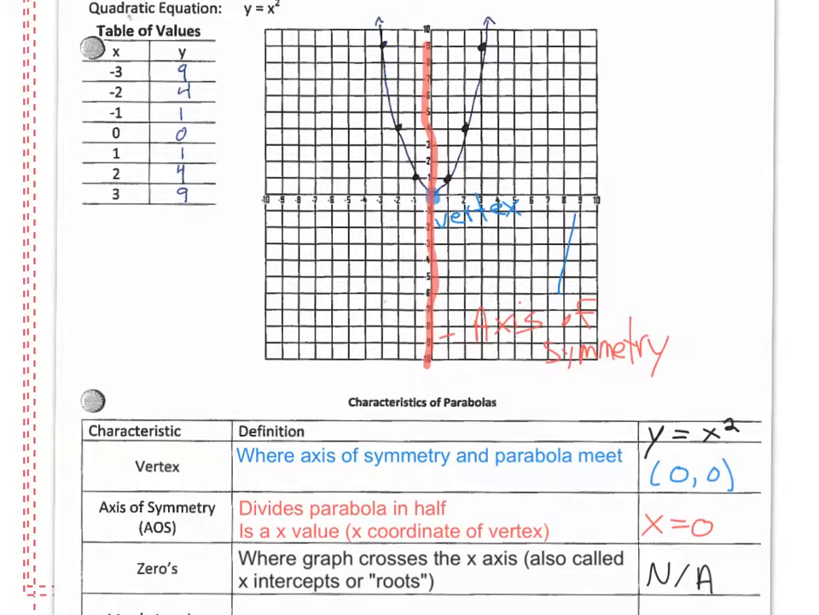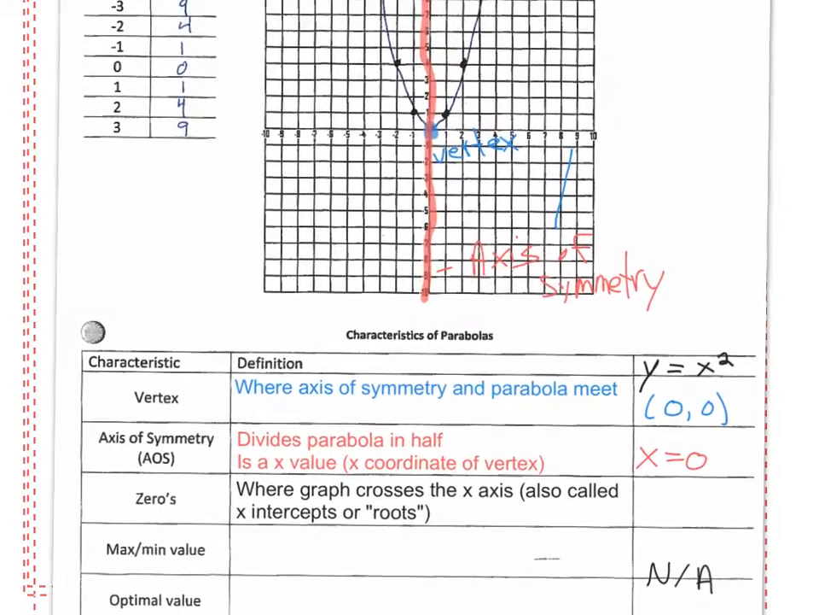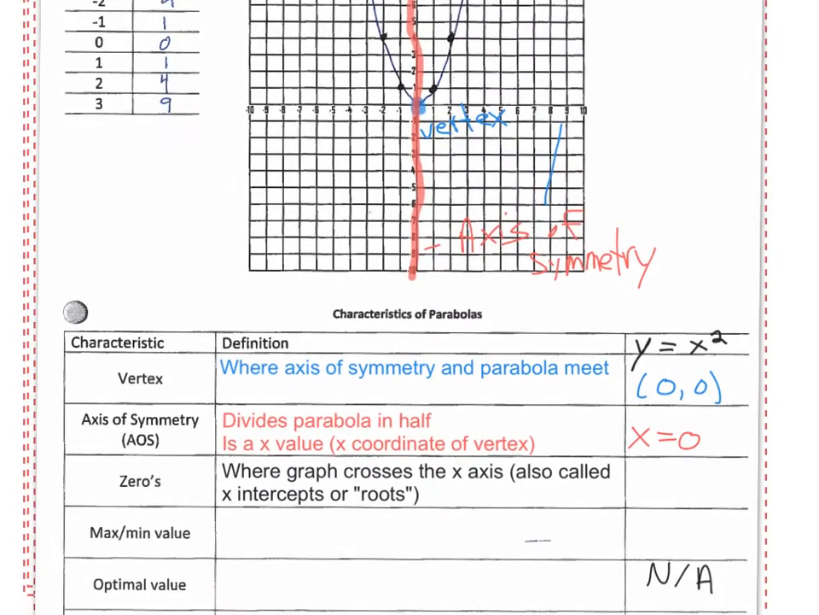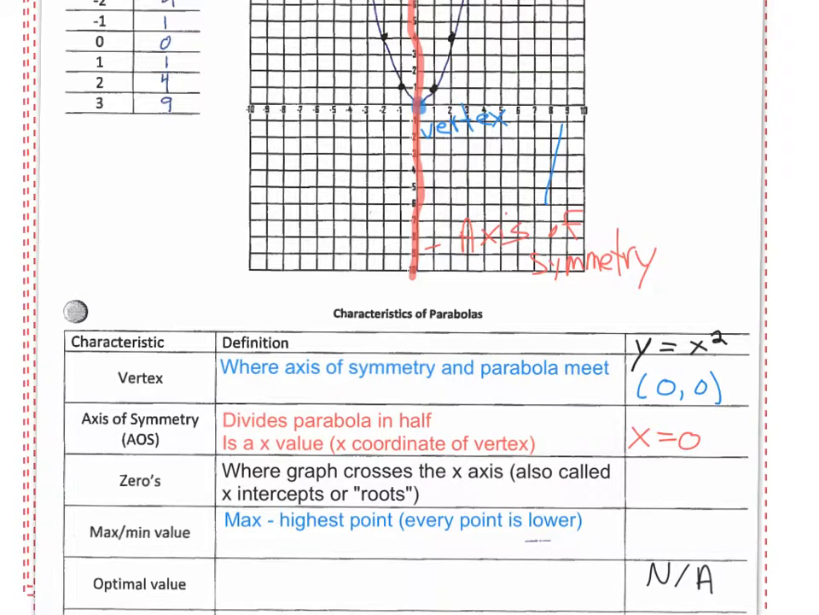The next features we're going to look at are our max and our min value and our optimal value. The max or min value is either the highest point or the lowest point of the parabola. A parabola has either a max or a min. It doesn't have both. In our equation, y equals x squared, the lowest point on the parabola is a min point, and it's at x equals 0.